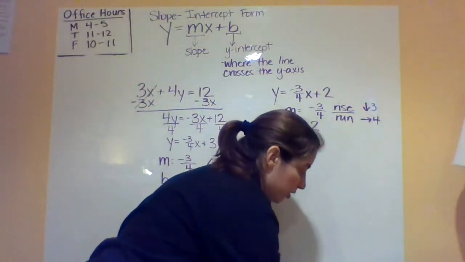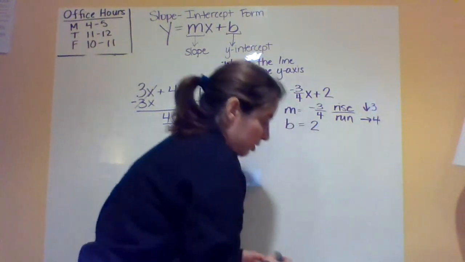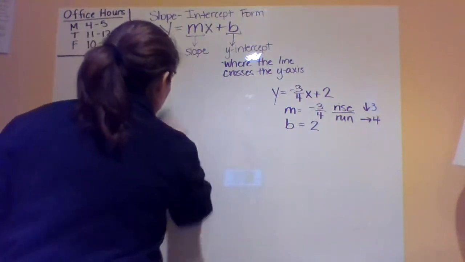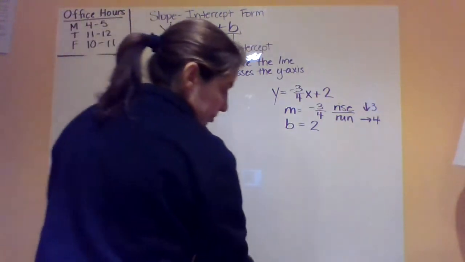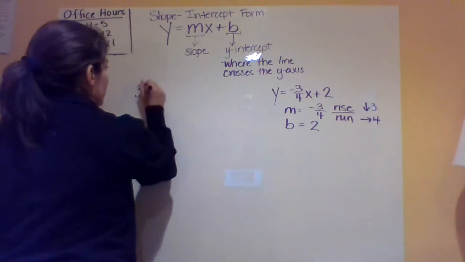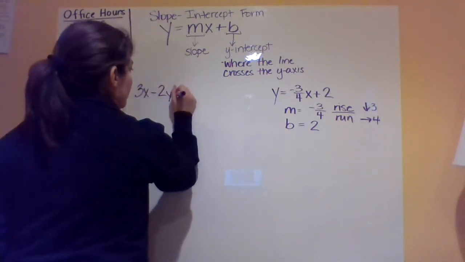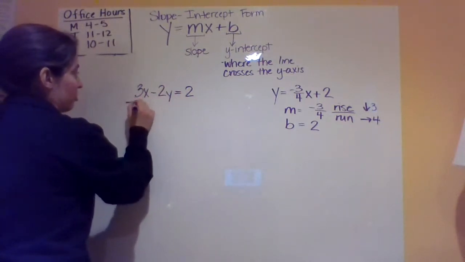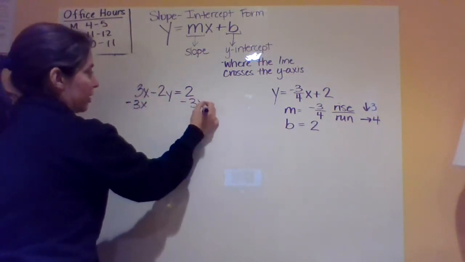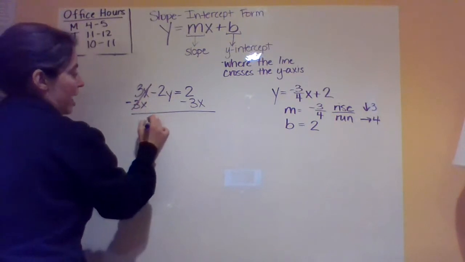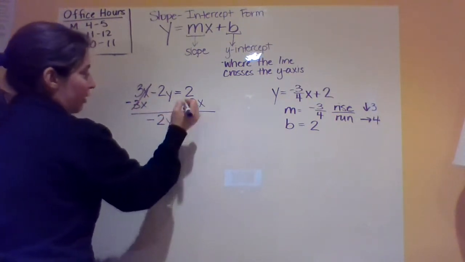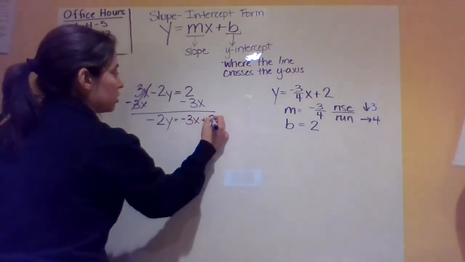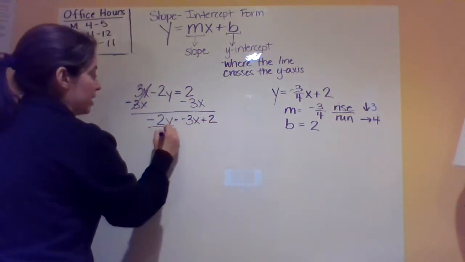Okay, let's do one more. So the next one is 3x minus 2y equals 2. So this one, I do have to put it into slope-intercept form. So 3x minus 2y equals 2. I want to get y by itself. I need to subtract 3x from both sides. Again, on the right side, remember that those are not like terms, so I have to keep them separate, and I want to put the x term first. Divide by negative 2.